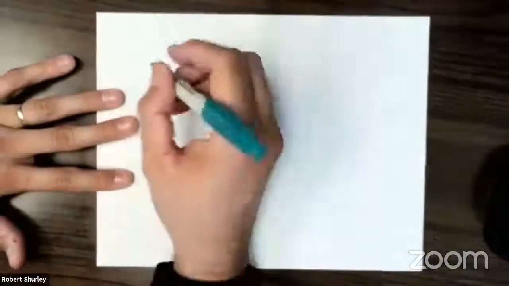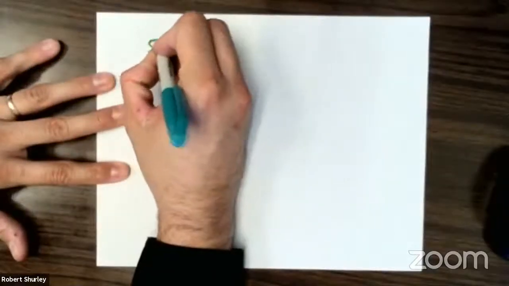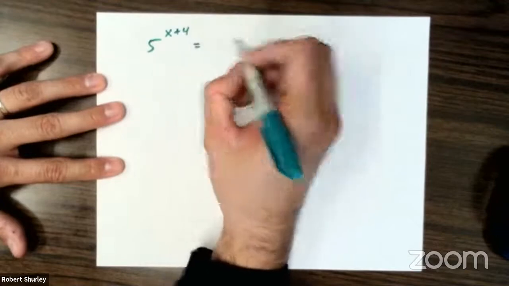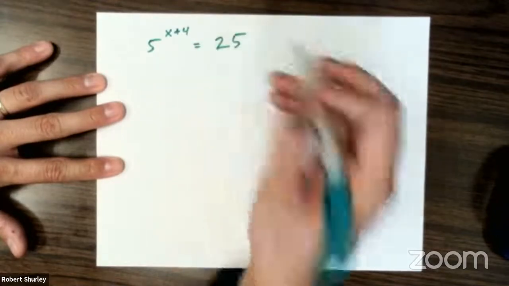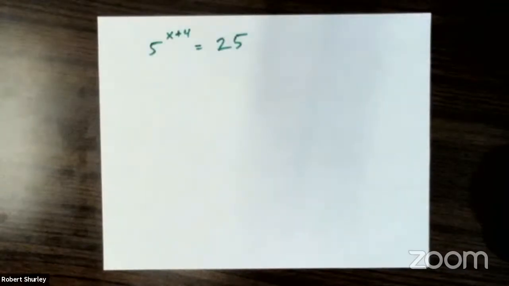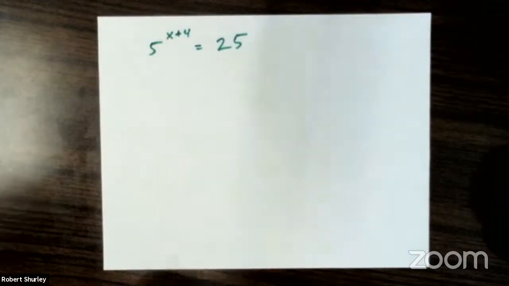So let's say we had 5 to the x plus 4 equals 25. Okay, try that one. I'll give you just a minute. If you don't get it right, that's fine. If you have no idea where to start, that's fine too. We'll go over it.